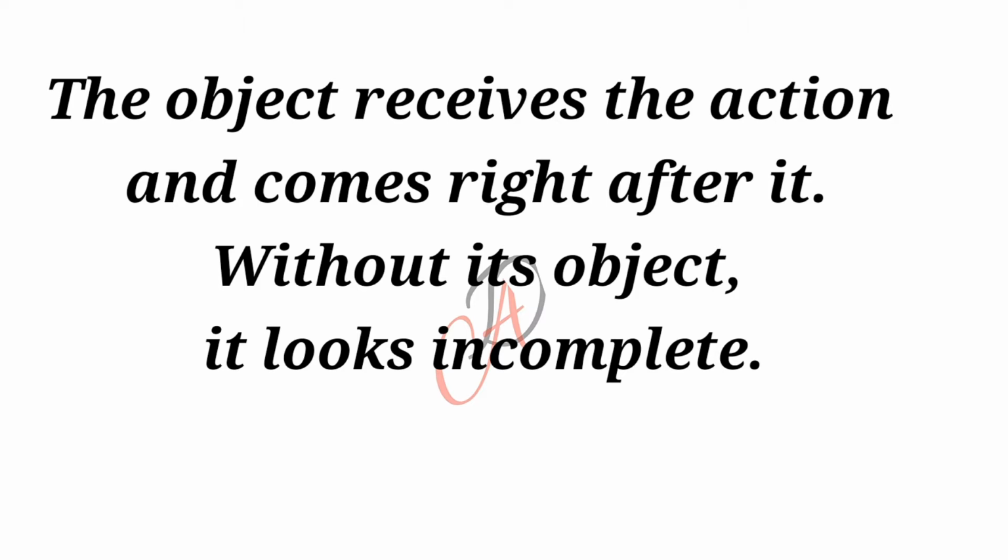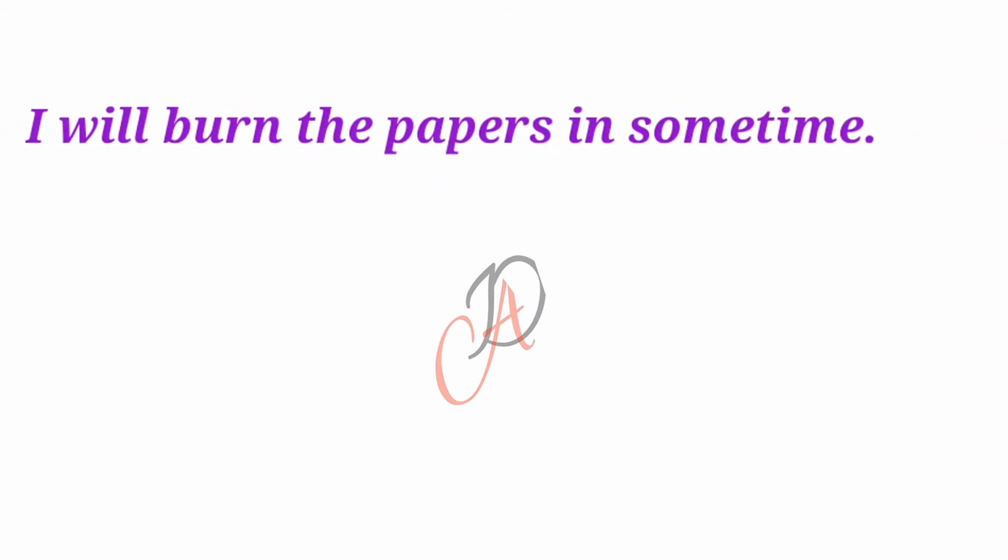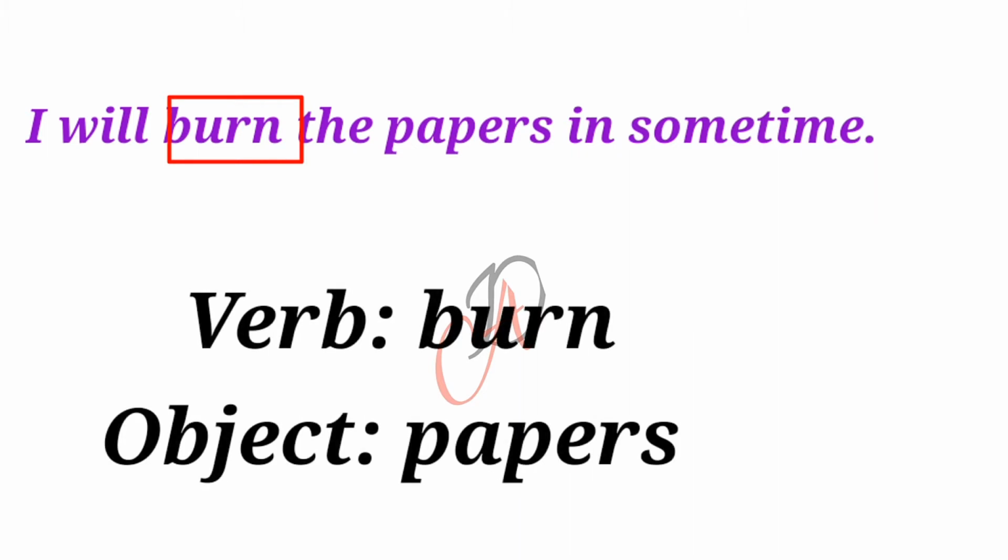Let's understand this with the examples. I love my friends. Here in the given example, love is a main verb and the object of the love is my friends. Let's see the next one. I'll burn the papers in some time. In the given example, burn is a main verb and the papers are the object of the main verb burn. And let's see one more example. He studied botany for 3 years. And in the given example, studied is the main verb and the object is botany.